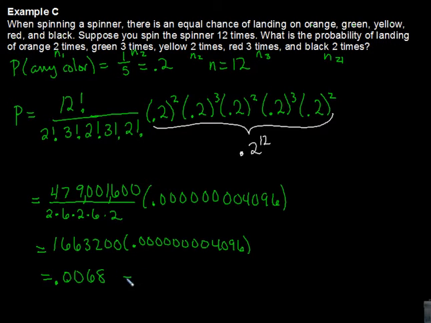So I have a 0.68% chance of landing on orange twice, green 3 times, yellow twice, red 3 times, and black twice. Very unlikely to happen.